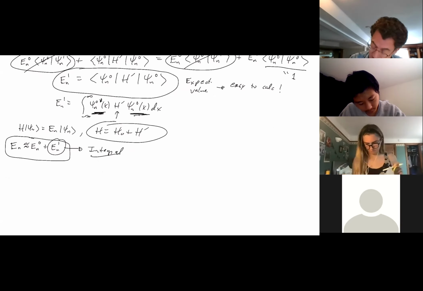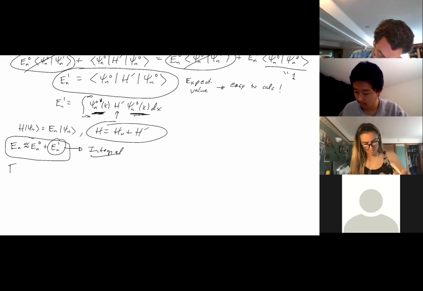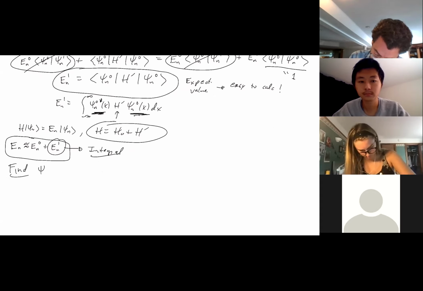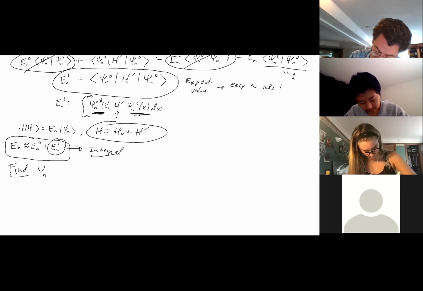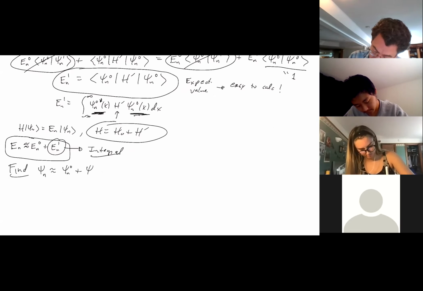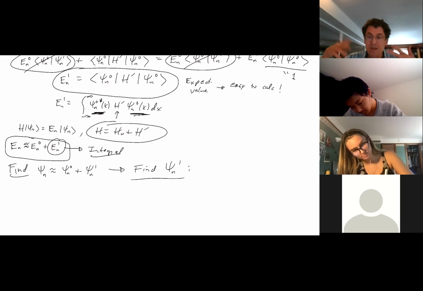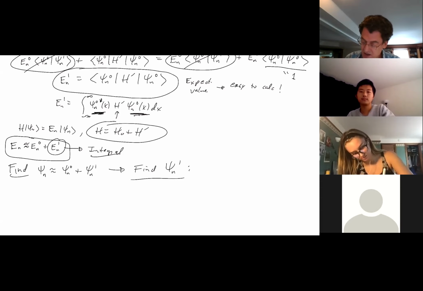So let's find the perturbed wave function, psi_n. Let's say that psi_n is approximately equal to the unperturbed wave function plus the first order correction. So then let's find the first order correction. This is the second major result from perturbation theory.